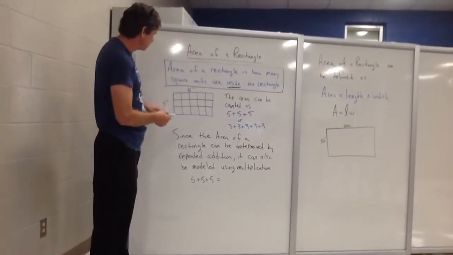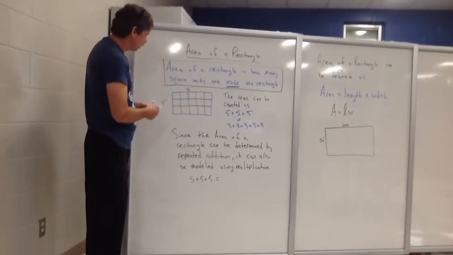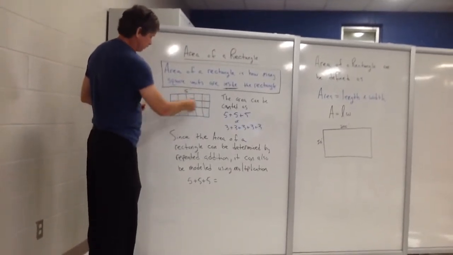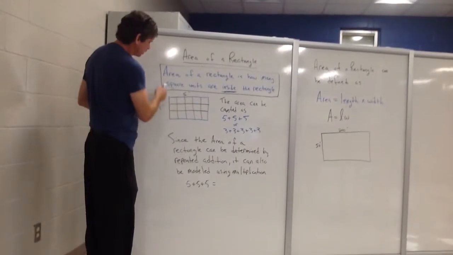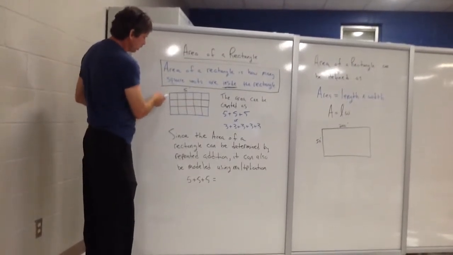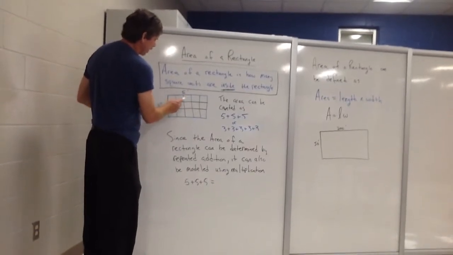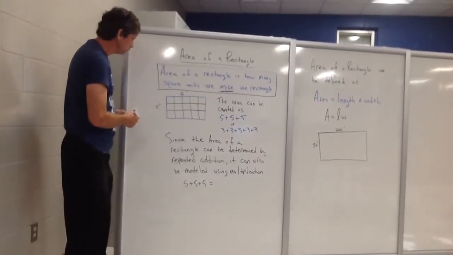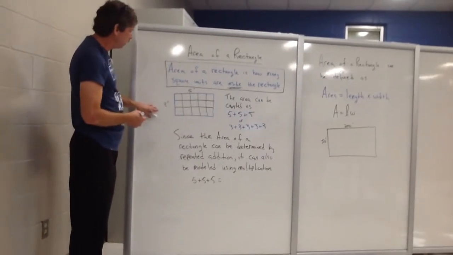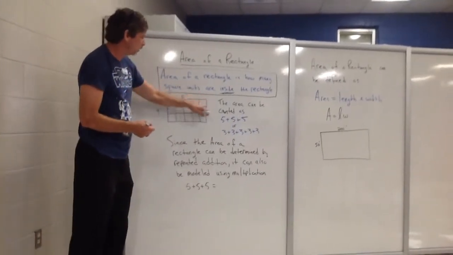So if I have a 3-inch by 5-inch rectangle, what I have to do is divide it into squares. And if it's 3 inches high, I can create 3 squares tall. If it's 5 inches wide, I can create it as 5 squares long. Now, the area is going to be how many squares are inside there.